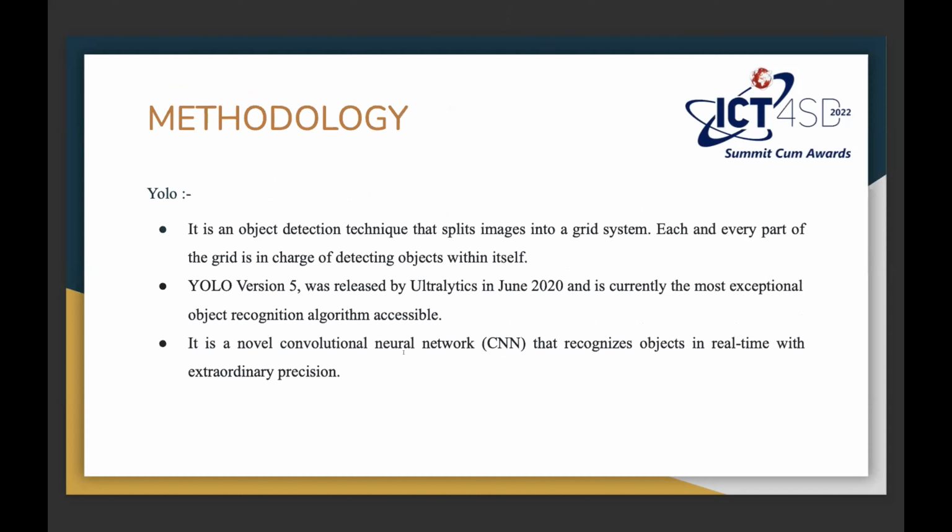I'll go with the methodology. So for YOLO, it is an object detection technique that splits images into a grid system. Each and every part of the grid is in charge of detecting the objects within itself. So the YOLO version 5 was released by Ultralytics in June 2020 and is currently the most exceptional object recognition algorithm accessible. It is a novel CNN that recognizes objects in real time with extraordinary precision.